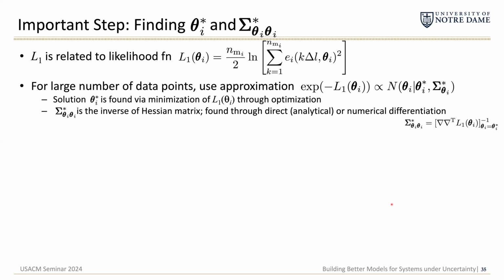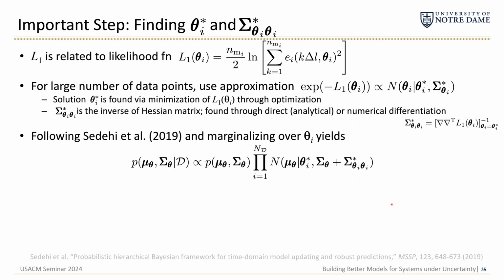Because if we have that approximate Gaussian, we can find theta star simply through a minimization of L1 using any optimization scheme that we'd like. And we can evaluate sigma star as the inverse of the Hessian matrix of L1 evaluated at theta star. We can find this potentially analytically or through numerical differentiation, right? We can evaluate both of these. And if we have that, we can then further marginalize over our theta i values. And now we have an expression for the marginal posterior distribution of our hyperparameters.